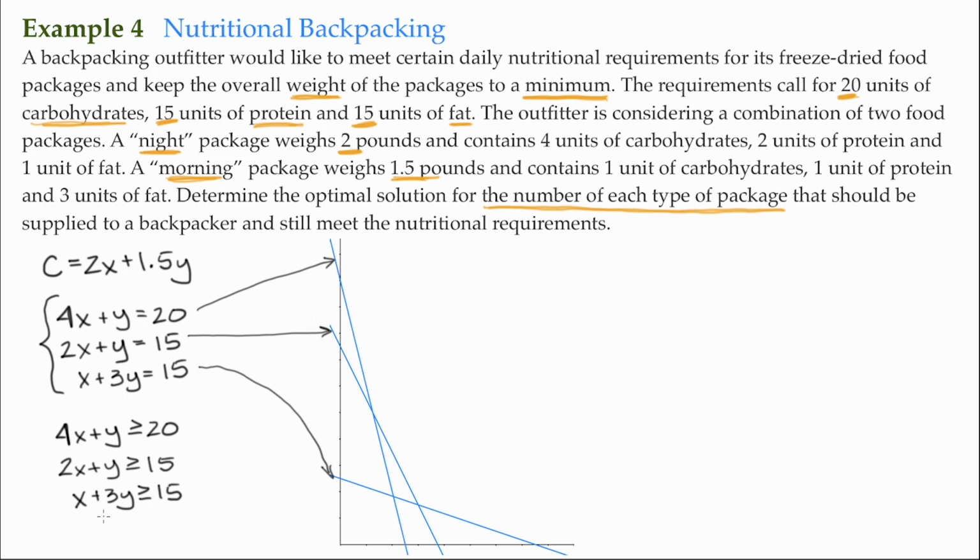Again, we're also going to put in x is greater than or equal to 0, if x represents the night packages, and y has got to be greater than or equal to 0, and y represents the morning packages. We do that because we can't have negative packages. So these are the constraints for the objective function here, and I'm just going to write it in right here.